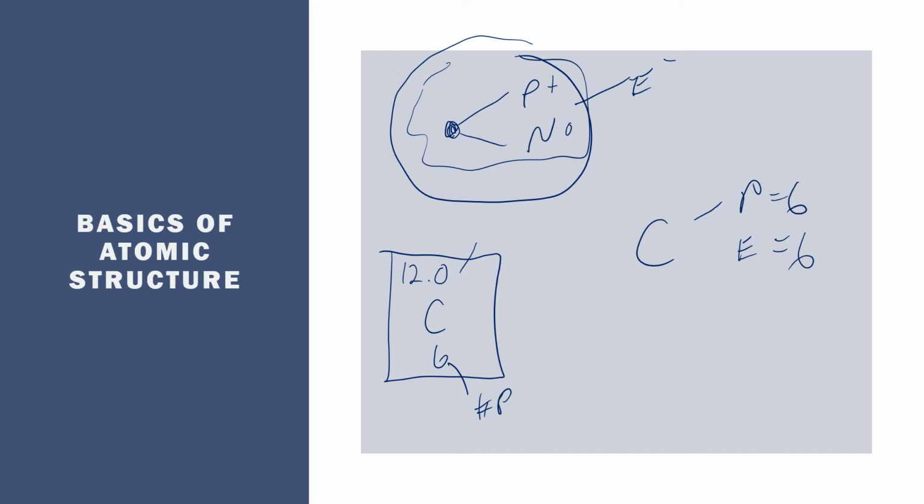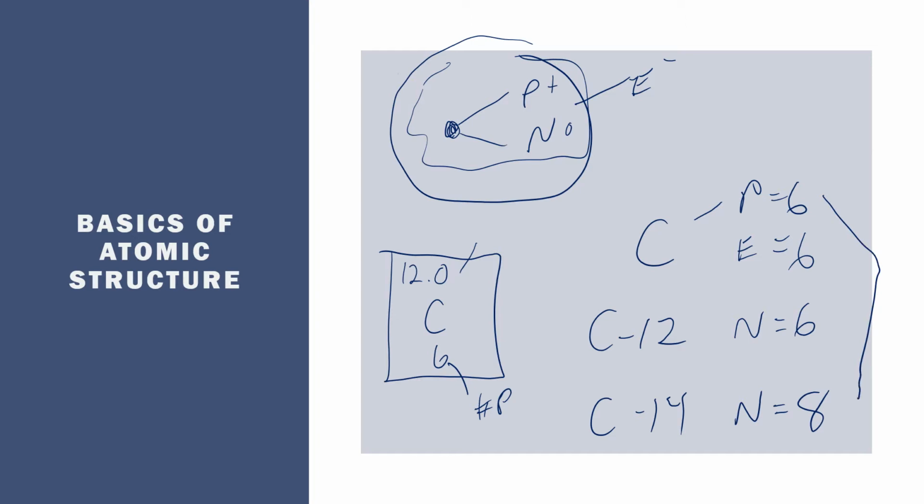If you have an atom of carbon-12, where the mass number is 12, that means you have 6 neutrons as well, because protons plus neutrons gives us the mass number. You could also have a carbon-14 atom. A carbon-14 would have 8 neutrons, because in this case, again, when you add up the protons and neutrons, you get 14 as your mass number.